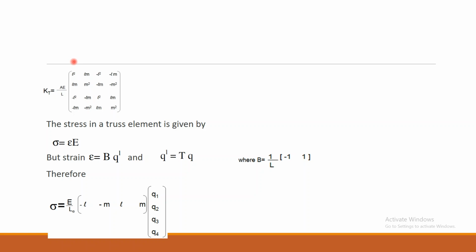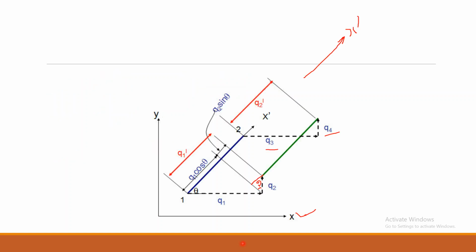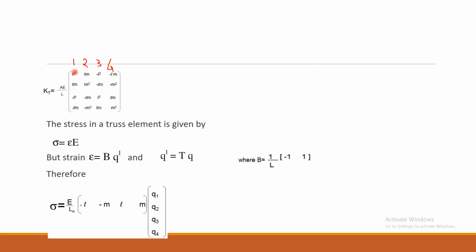And coming to its nodal degrees of freedom, it can be represented as 1, 2, 3, 4. So why is it 1, 2, 3, 4? Because we have the global displacements q1, q2, q3 and q4. So we should include all the displacements in x and y directions. That's why the stiffness matrix becomes a 4x4 matrix for a single truss element.